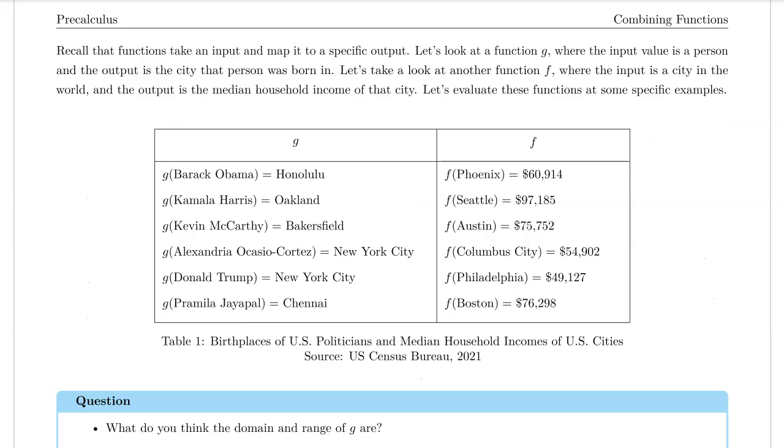Recall that functions take an input and map it to a specific output. Let's take a look at a function g, where the input value is a person and the output is the city that person was born in. Let's take a look at another function f, where the input is a city in the world and the output is the median household income of that city. Let's evaluate these functions at some specific examples.